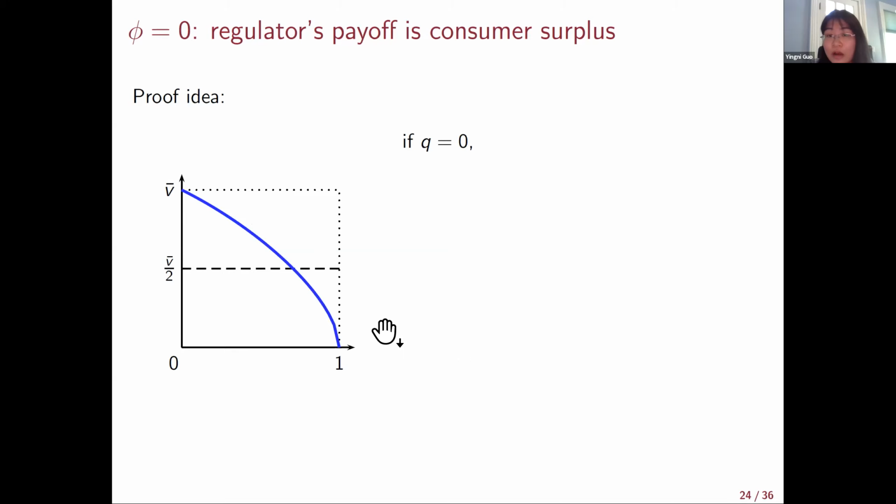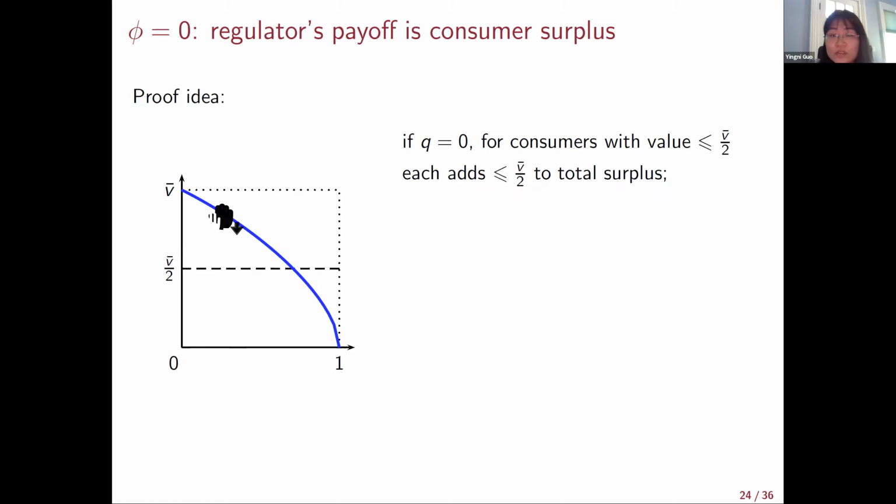Okay. So first, let's look at consumers whose values are below half V bar. For these consumers, the regulator is not losing more than half V bar per consumer. Right? And now let's look at the consumers whose valuations are above half V bar. The firm chooses not to produce. There is only one reason for that decision: the average cost of producing is above half V bar. Right?